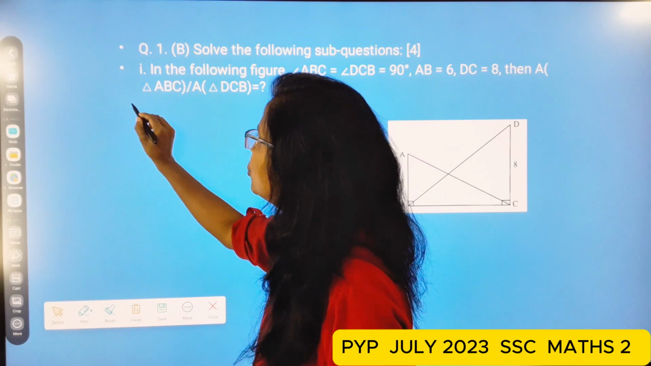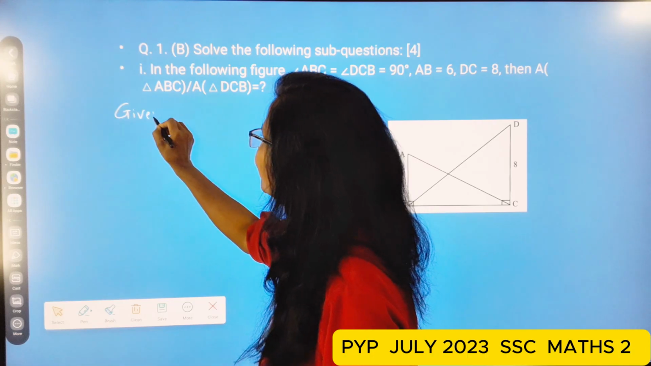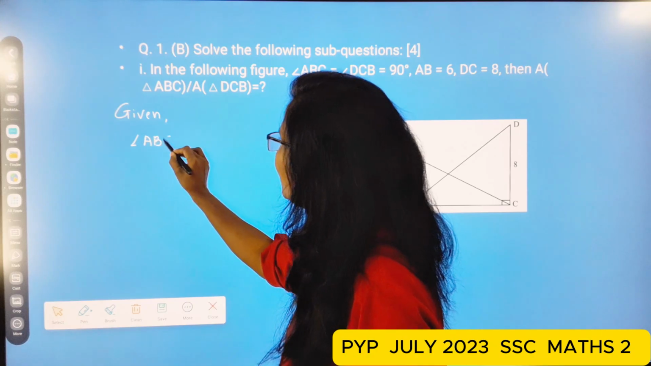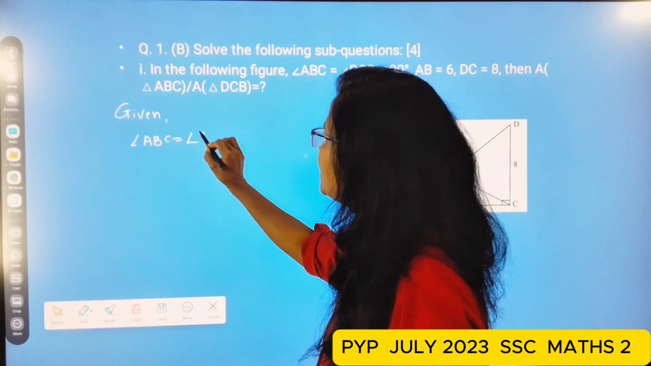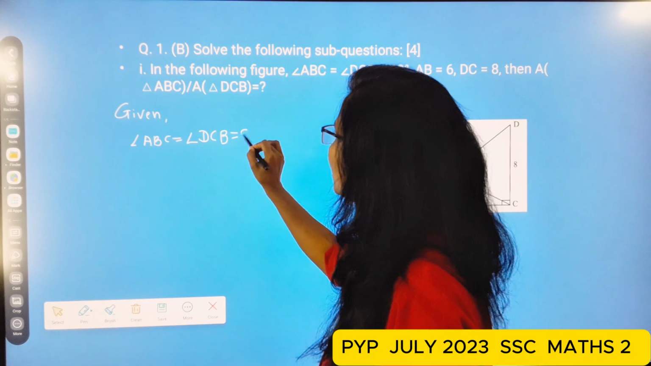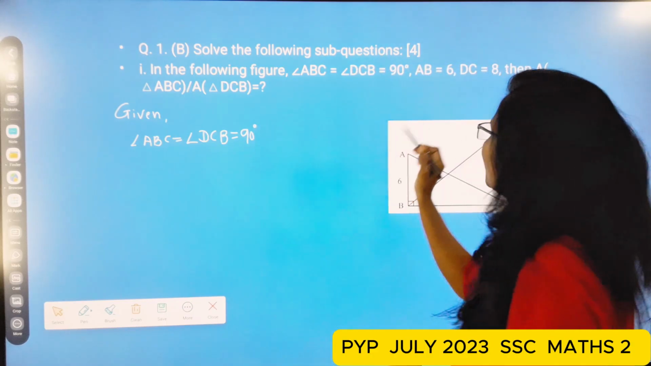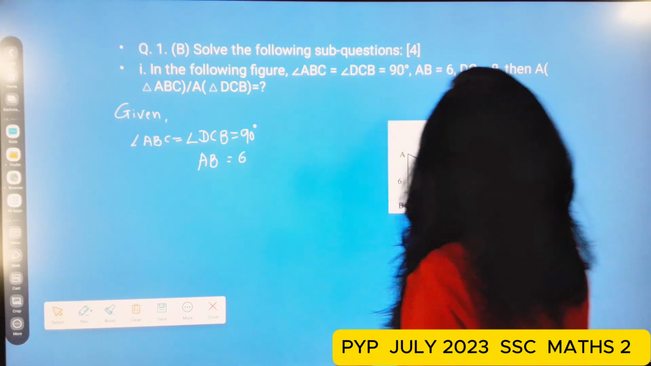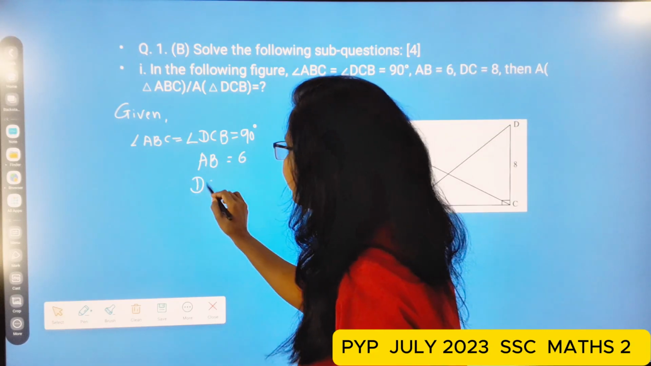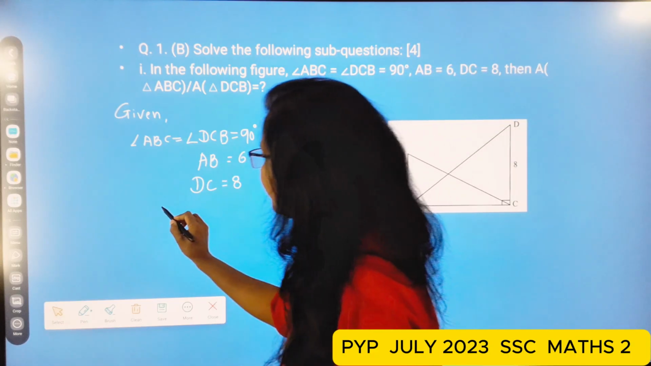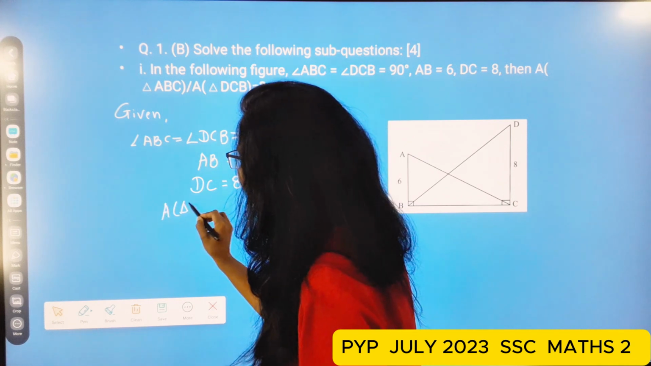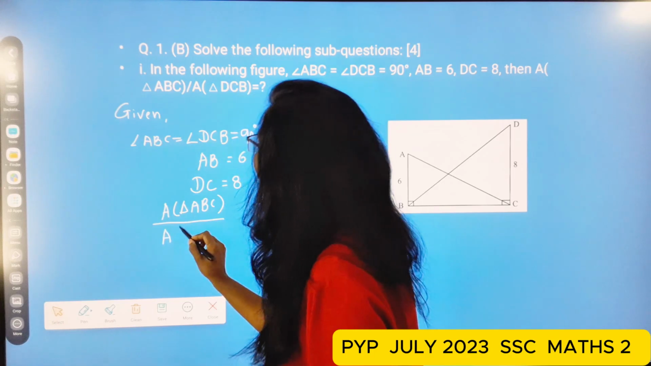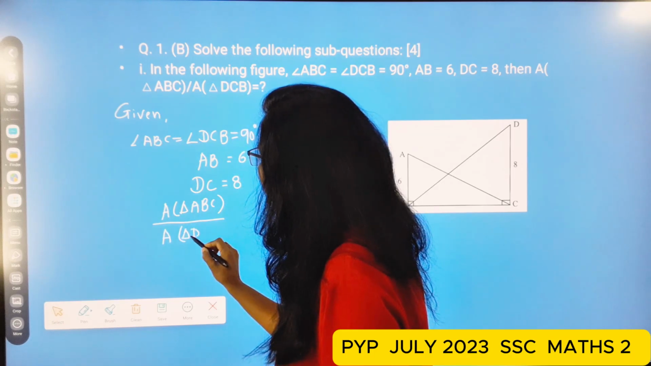First I write the given. Here I write given: the angle ABC is equal to angle DCB is equal to 90 degrees. Then AB is equal to 6, DC is equal to 8. And then find out area of triangle ABC upon area of triangle DCB.